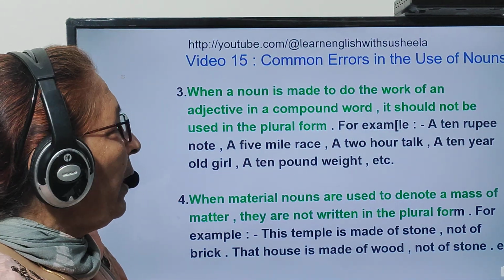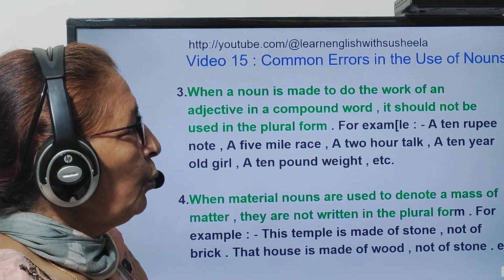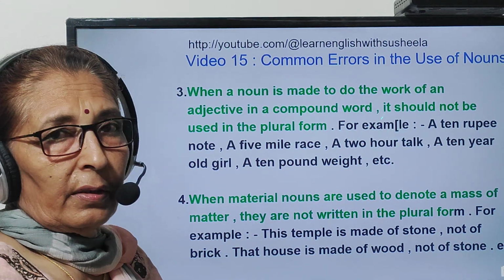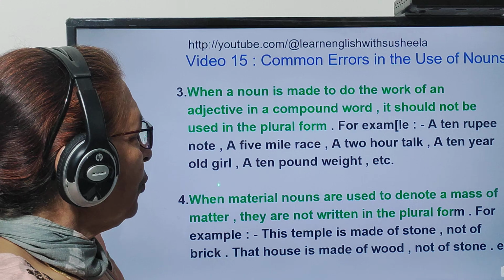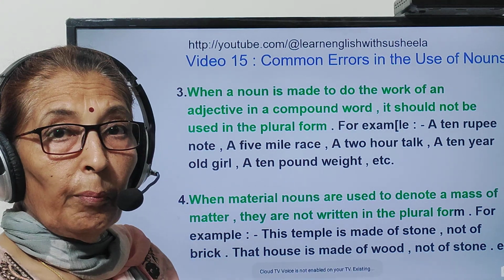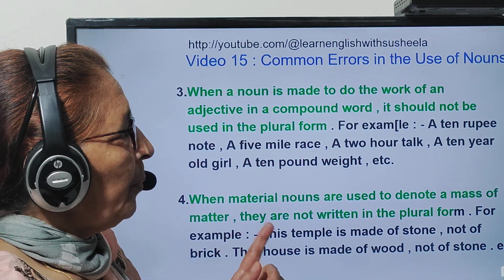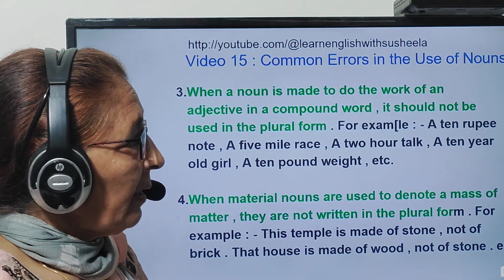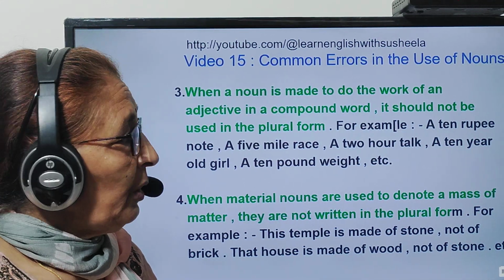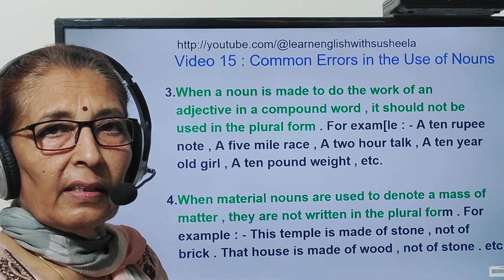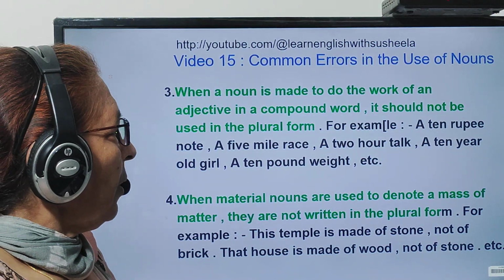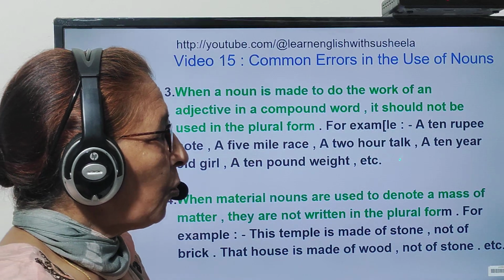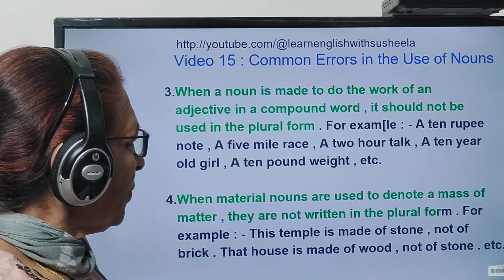Third, when a noun is made to do the work of an adjective in a compound word, it should not be used in the plural form. Compound word. For example, a 10 rupee note. When we are telling a 10 rupee note, we can't say 10 rupees. It's 10 rupee note. Or a 5-mile race. Or a 2-hour talk. Or a 10-year-old girl.